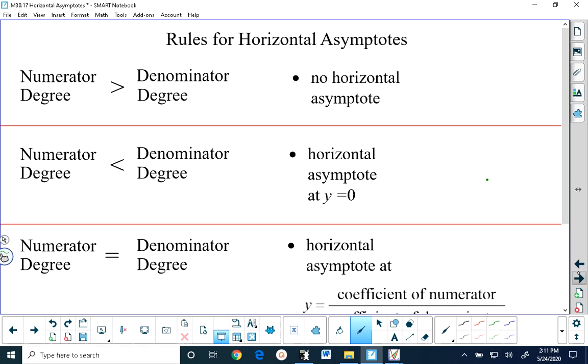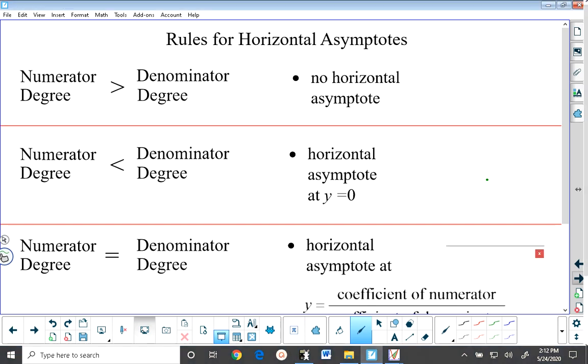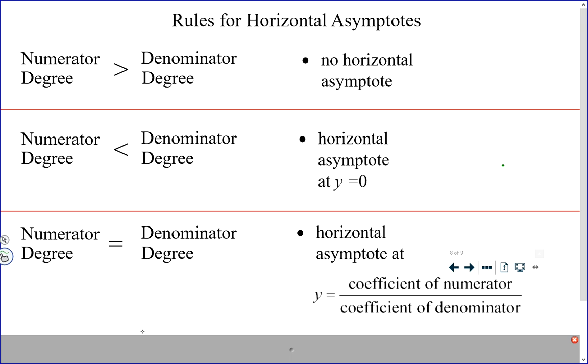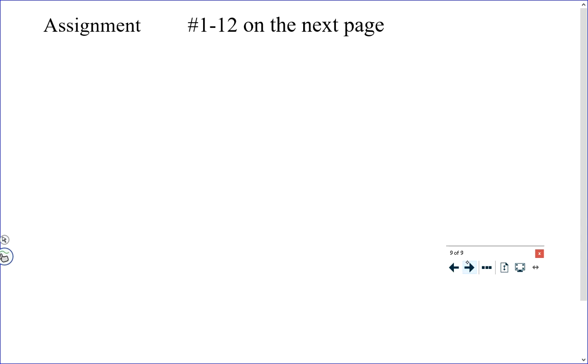And that's it. I think if you use these rules, if you can memorize rules, and I'm not a big memory person, but if you can memorize the rules, it's a lot slicker than putting these into your calculator and trying to figure it out by looking at the graph and looking at a table of values. Anyway, that's it for today. You have 12 questions on the next page which require you to determine whether there is a horizontal asymptote or not, and if there is a horizontal asymptote, what is the equation? Again, I would use those rules. I think the rules are the quickest way that you can get this done.